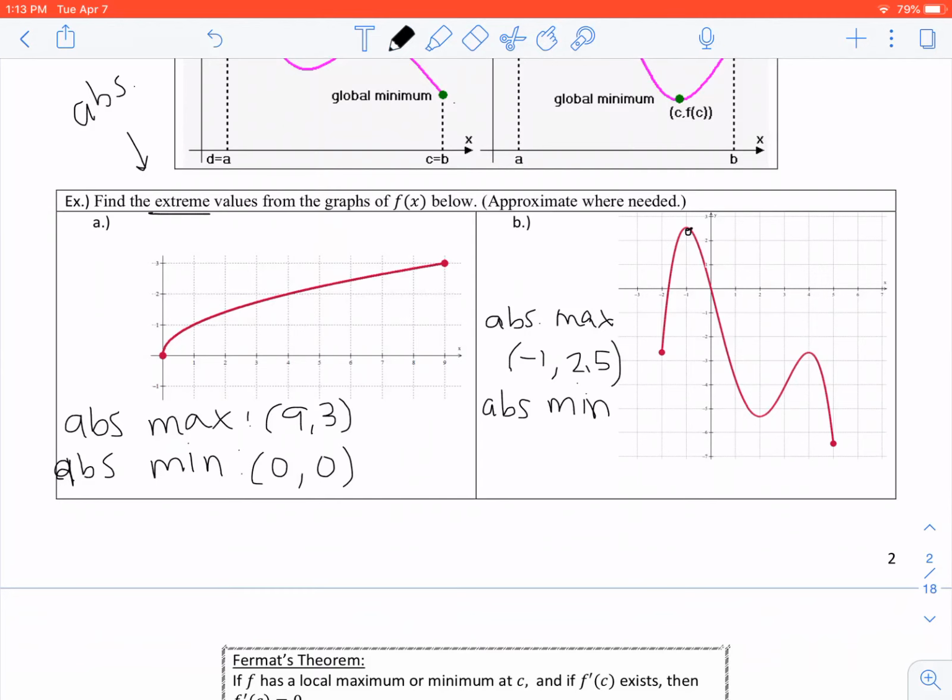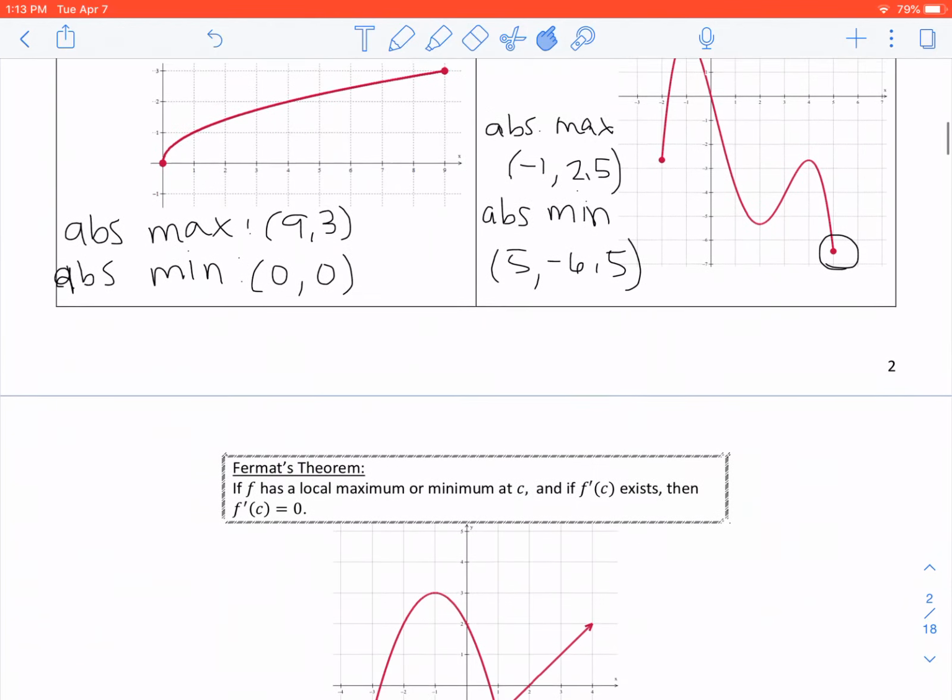And then our absolute min, which is the lowest of the low that we have, would be this endpoint down here. It looks like it's at (5, -6.5). So again, you're estimating the best that you can. As long as it's reasonably close to that, it would make sense to have as an answer.